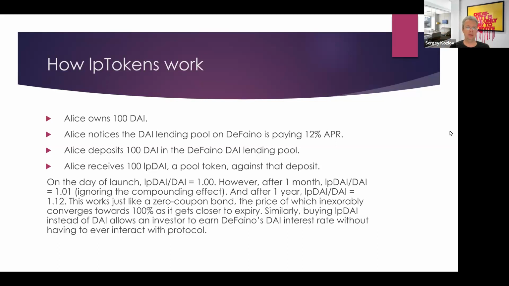That will be 100 LP DAI at the end. But the ratio of LP DAI to DAI at the beginning of the year is equal to 1, and in a year it will not be 1-to-1, it will be 1.12. So it will be 12% plus. And when Alice tries to withdraw liquidity after the year, she will get not 100 DAI, but 112 DAI. So that's the idea of so-called interest-bearing tokens, a very important one.